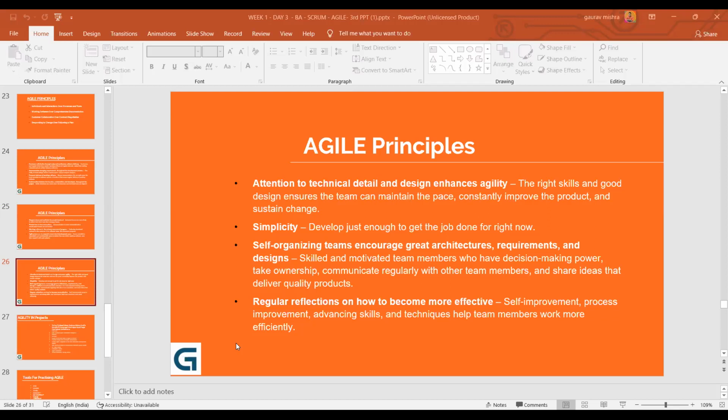Self-organizing teams encourage great architectures, requirements, and designs. Skilled and motivated team members who have decision-making power take ownership, communicate regularly with other team members, and share ideas that deliver quality products.